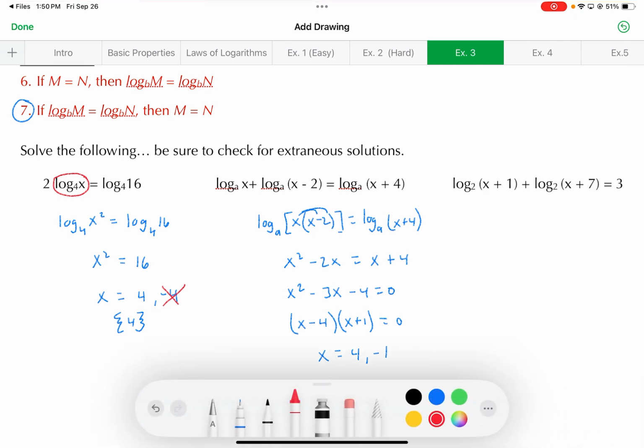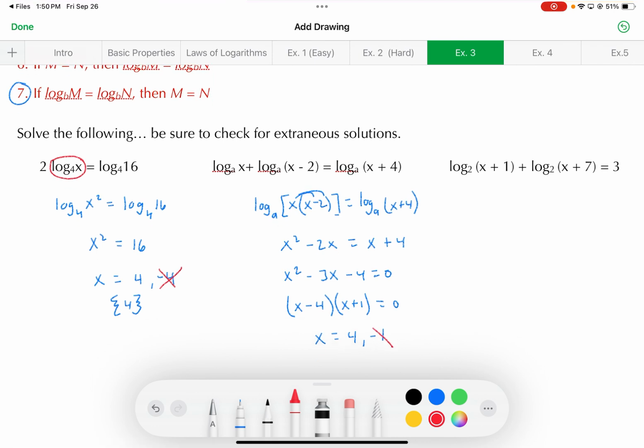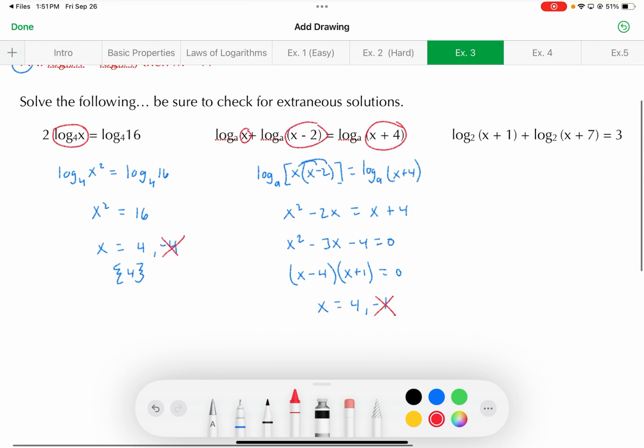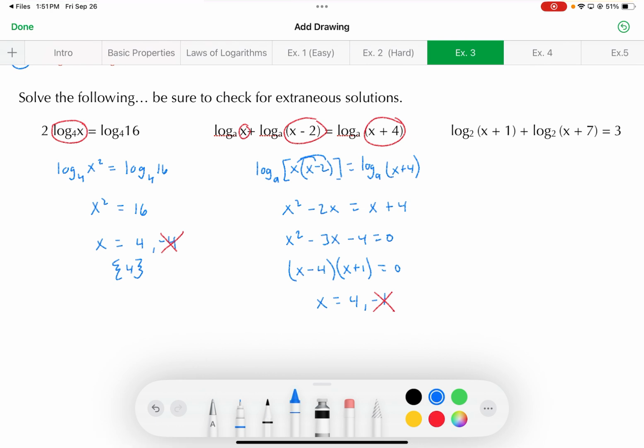All right, now just like the equation to the left here, I'm going to have to throw out this negative value. Not just because it's itself negative. It's all about if I make any of these arguments of the original logarithm in the original equation negative by plugging negative 1 in, then it has to be ruled out. Why? Because you cannot take the log of a negative value. That is undefined, right? So the only solution here would be 4.